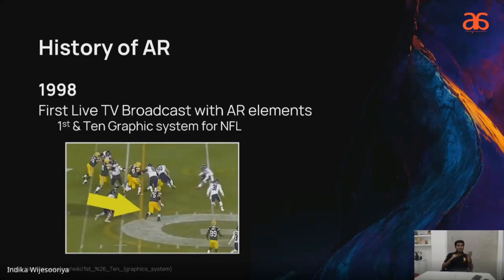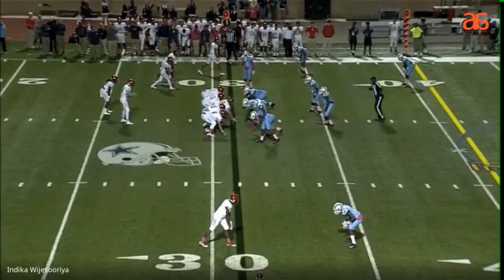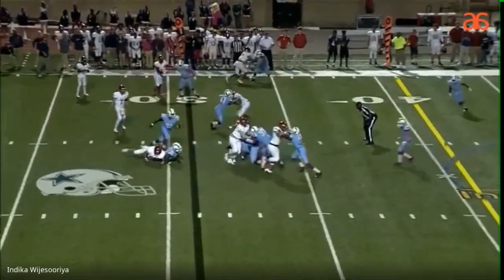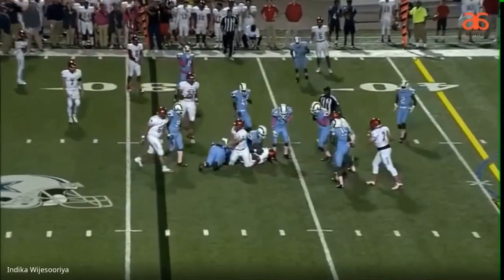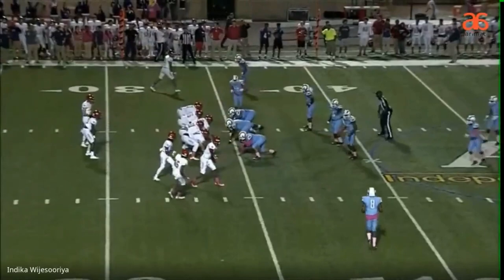And again, around 1998, augmented reality features came into live TV broadcast. As you've already experienced, in this image you can see this yellow line, a small yellow line by the right side of the screen. That yellow line is not actually there. It is augmented while the live TV broadcast is going.